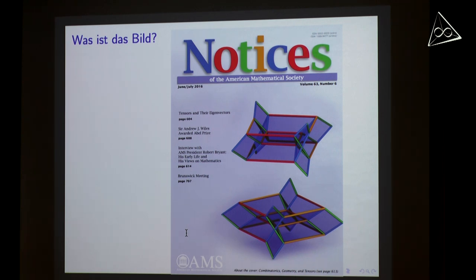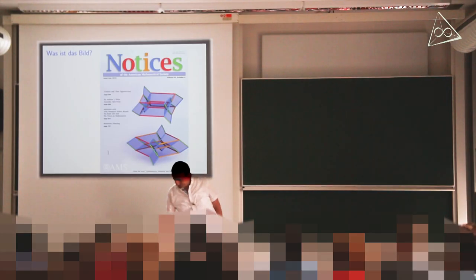So this is the Notices of the American Math Society, July 2016. Most of what's in the lecture is in this article called Tensors and Their Eigenvectors, and this picture is an illustration of the spectral theory of tensors.